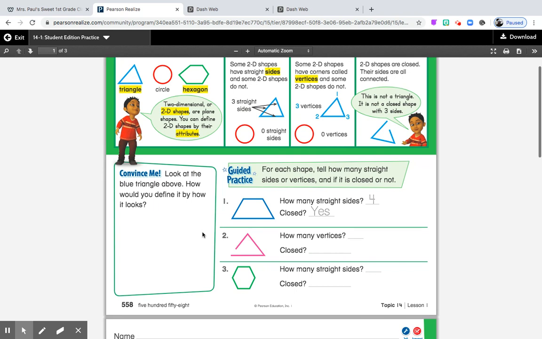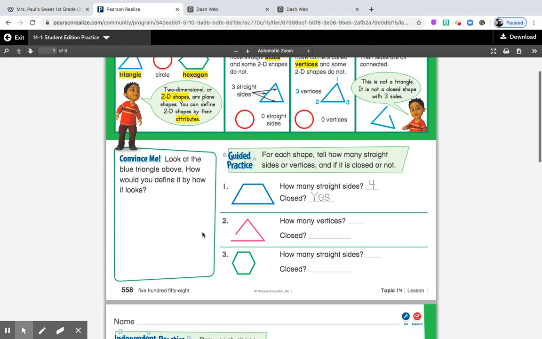Let's take a look at this guided practice. For each shape, tell how many straight sides and vertices it has, and if it's closed or not. Let's look at number 1. Do you remember what this shape is called? This shape is called a trapezoid. Okay, it has 1, 2, 3, 4 straight sides, and it is closed.